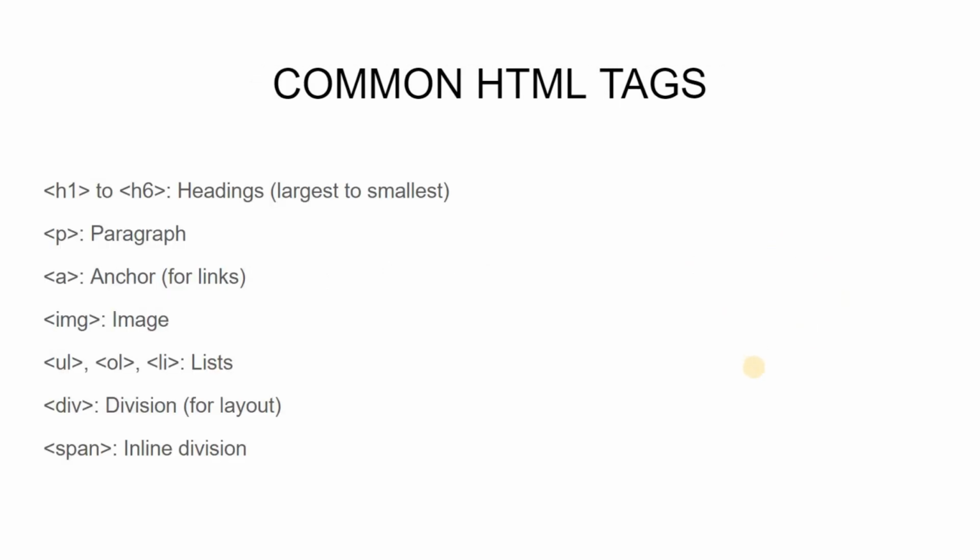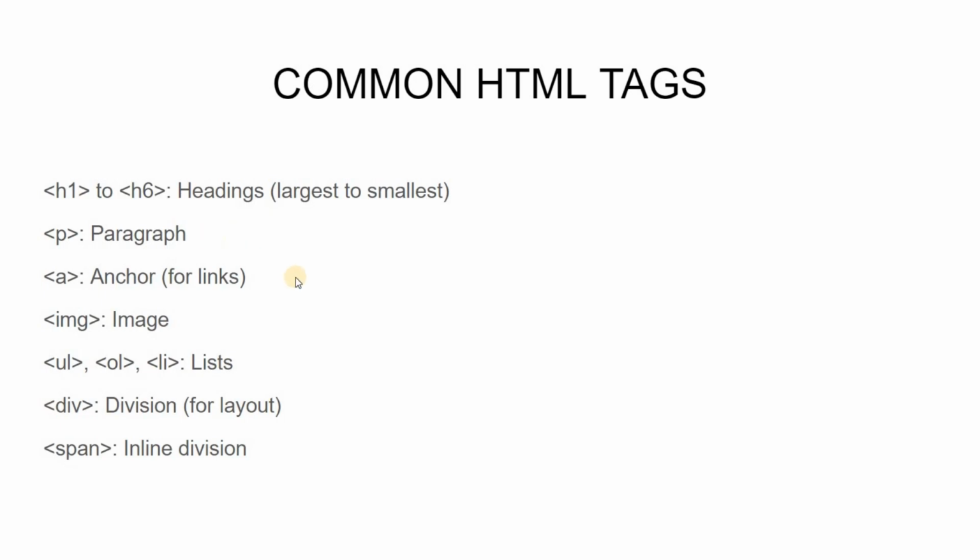Now here are some common HTML tags. We have the H1 to H6. This goes from largest to smallest. So if you need things like a title, you can use the heading tags, or the H tags, to differentiate heading sizes. Next, we have the paragraph tag. It's just used to structure your paragraphs.